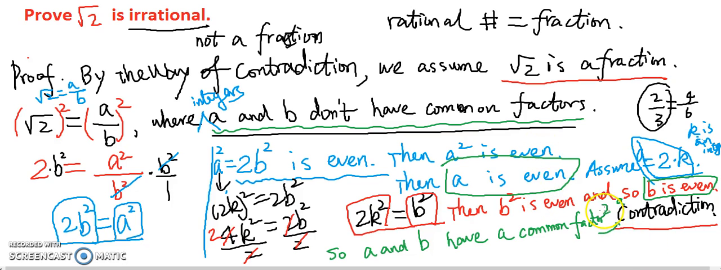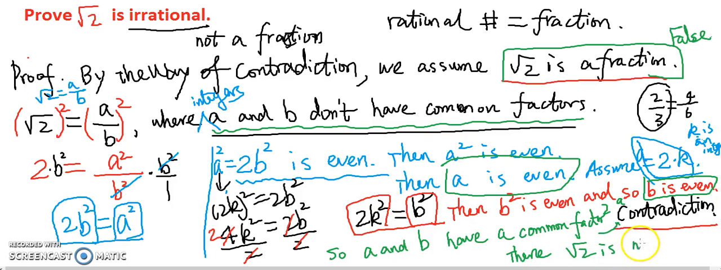And how did we get this contradiction? Because we had assumed square root 2 is a fraction. Now we got a contradiction, which tells us our assumption is false. If our assumption is false, the opposite will be true, so I can say, therefore, square root 2 should not be a fraction. Simply put, it is irrational.